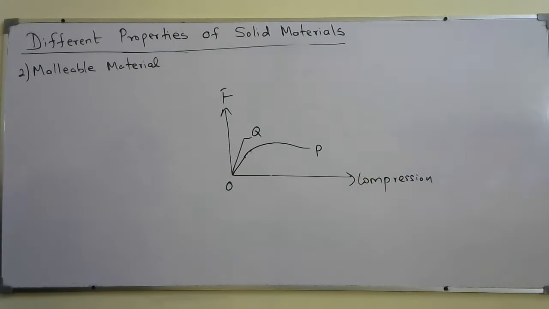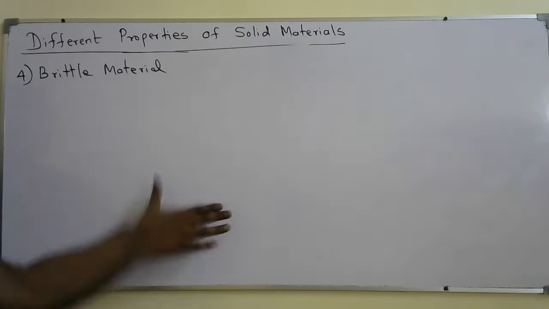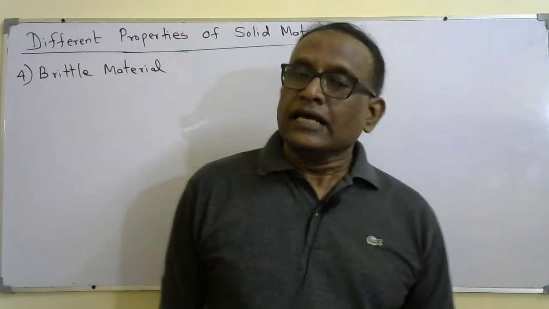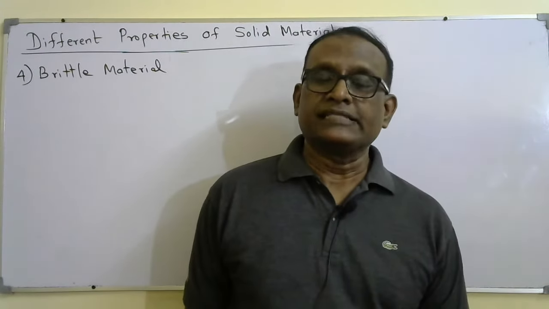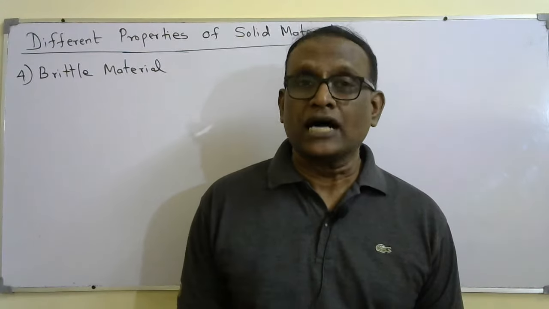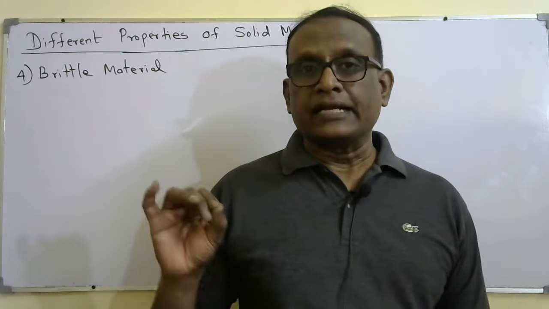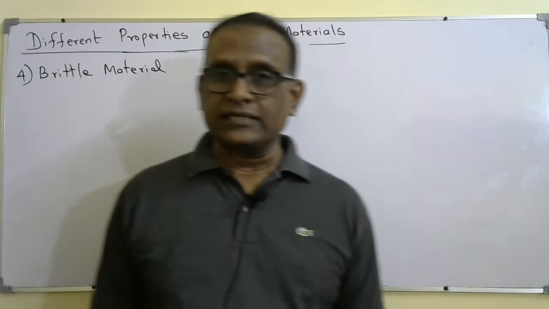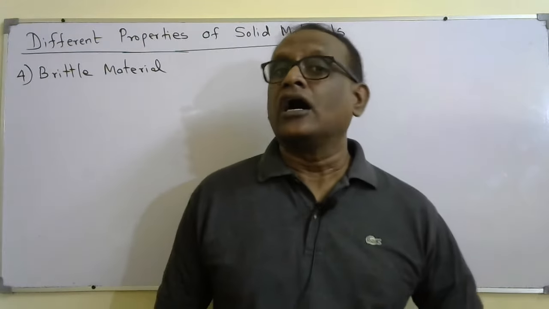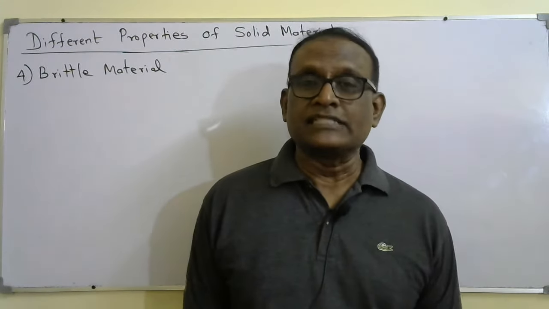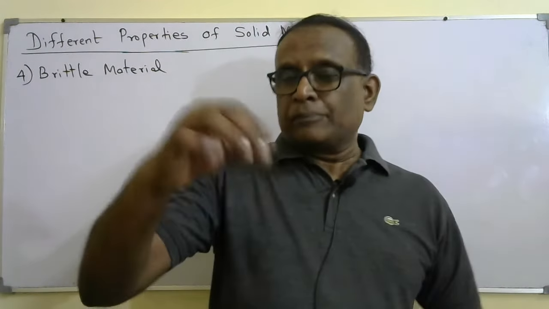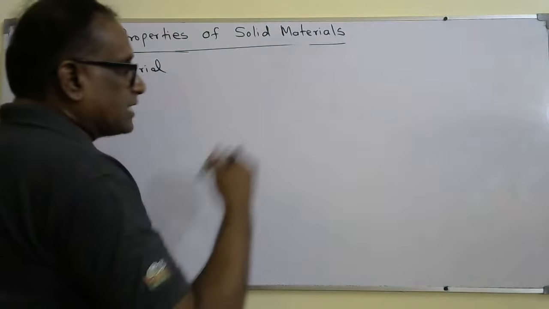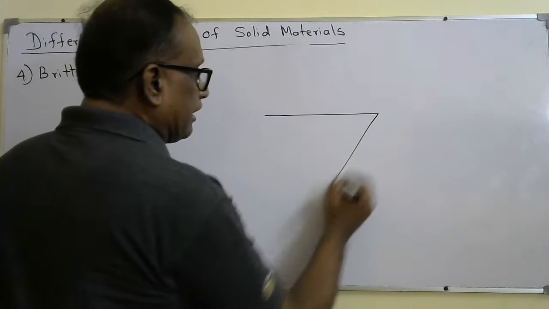Okay, next thing is brittle material. Brittle material means it could show a little amount of elastic deformation, but it never shows plastic deformation, something like glass. If you have a glass sheet, if you apply a force, imagine you have a glass table.